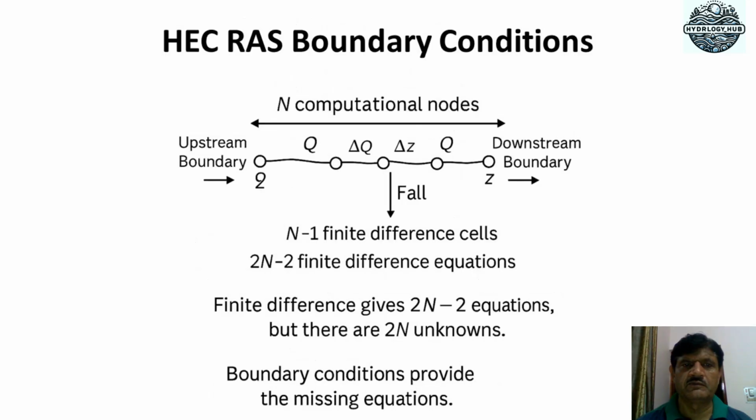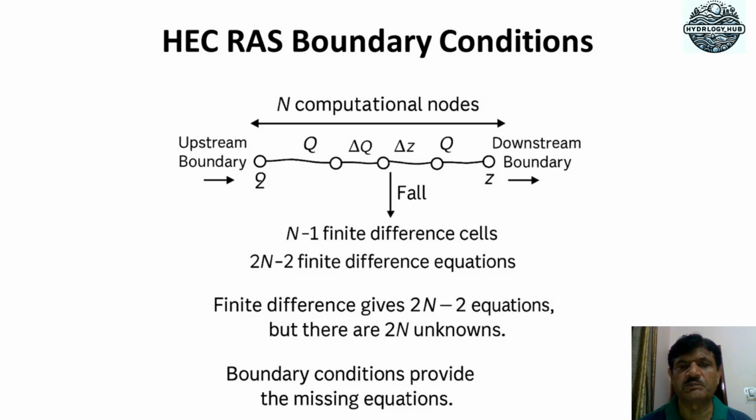So let's talk about why boundary conditions are needed. In unsteady flow, we solve for discharge Q and stage Z at each node. For a reach of river, there are n computational nodes which bound n minus 1 finite difference cells. From these cells, 2n minus 2 finite difference equations can be developed. Because there are 2n unknowns, delta Q and delta Z for each node, two additional equations are needed.